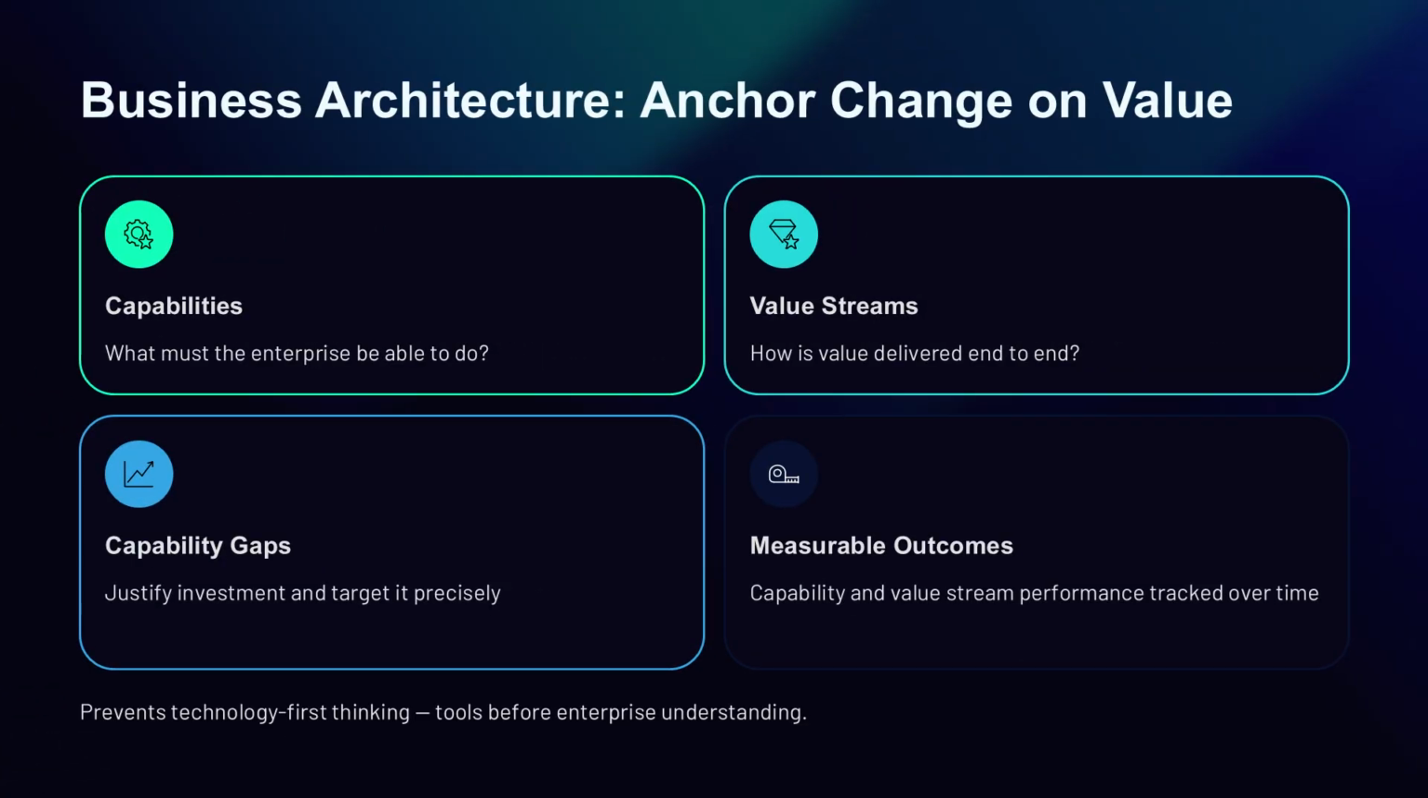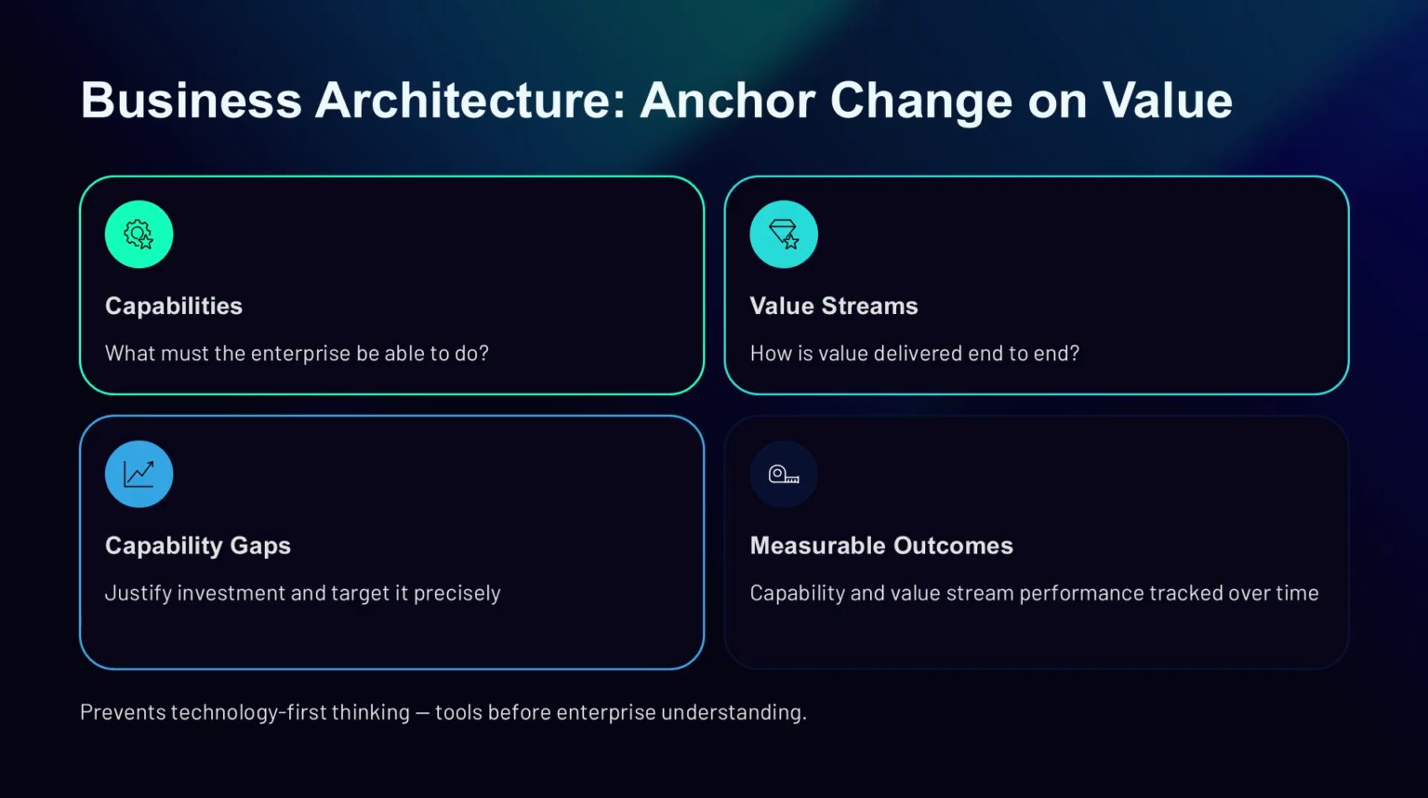Now that the vision is clear, you anchor the cycle on the business architecture perspective because that is where outcomes become concrete. You use capabilities and value streams to clarify what the enterprise needs to be able to do and how value is delivered end to end. This step prevents technology first thinking, where teams jump to tools and platforms without understanding the enterprise problem.